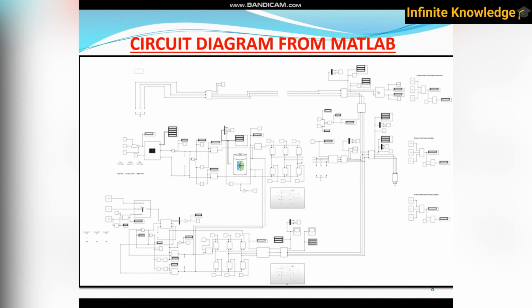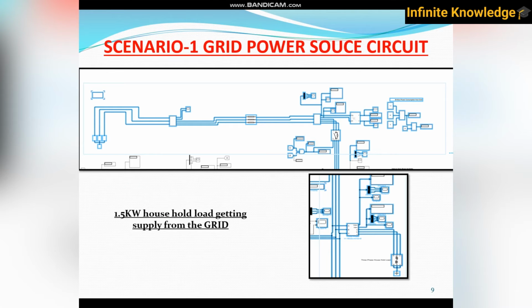So this is the circuit diagram that I have already covered: the grid power, solar power and wind power. I have highlighted the grid power source because we are considering scenario 1, in which only the grid is available and supplying the source. So a 1.5 kilowatt household load is getting supply from the grid.